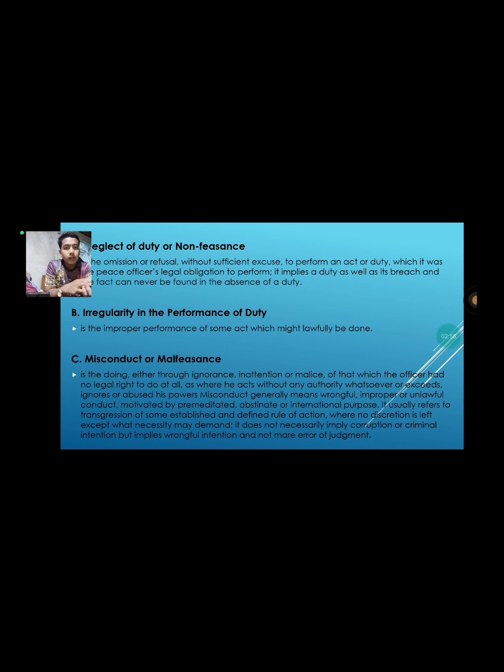So, C is misconduct or malfeasance. It is the doing, either through ignorance, inattention, or malice, of that which the officer had no legal right to do at all, as where he acts without any authority whatsoever or exceeds, ignores, or abuses his powers. Misconduct generally means wrongful, improper, or unlawful conduct motivated by premeditated, obstinate, or intentional purpose. It usually refers to transgression of some established and defined rule of action, where no discretion is left except what necessarily may demand. It does not necessarily imply corruption or criminal intention, but implies wrongful intention and not mere error of judgment.